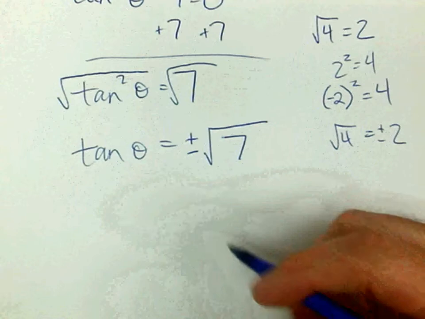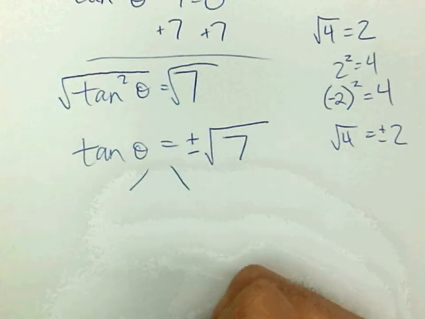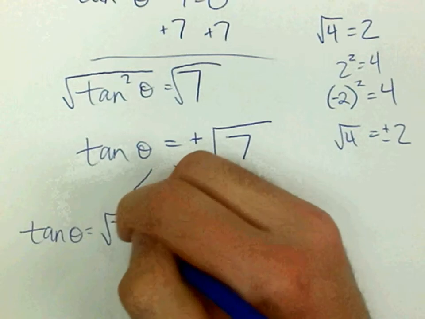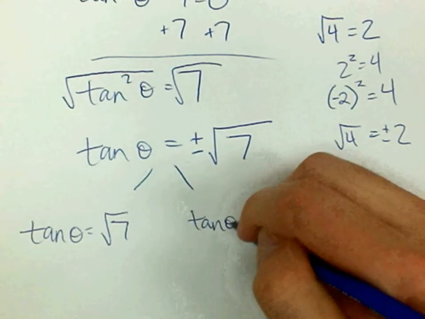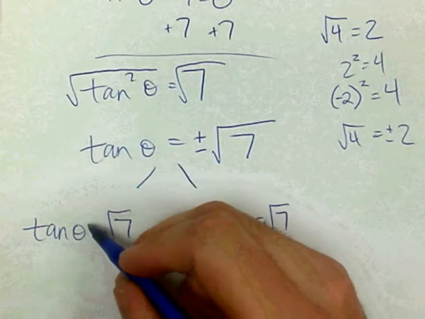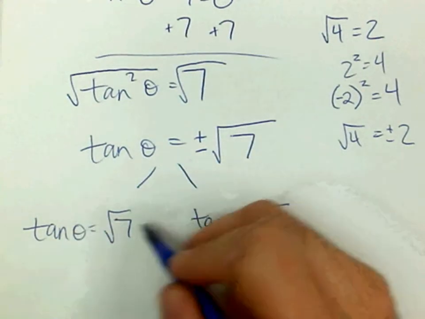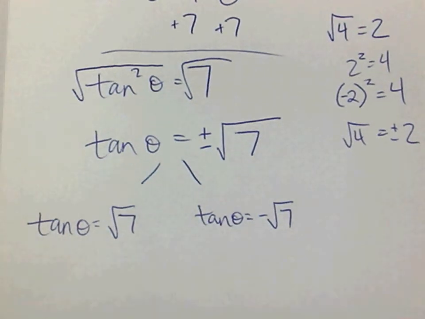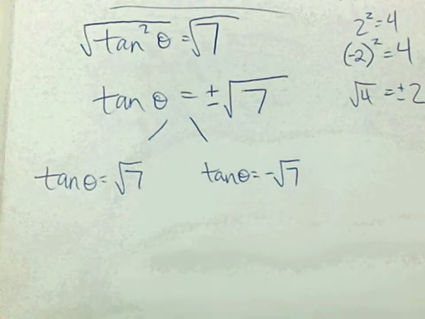So at this point, we really have two different problems. Tangent theta can equal square root of 7, or tangent theta can equal negative square root of 7. Now, typically, each one of these would give us two answers, so this problem is probably going to have 4 potential answers between 0 and 360 degrees. So don't let that scare you off. It will happen from time to time. You should keep an eye out for it.